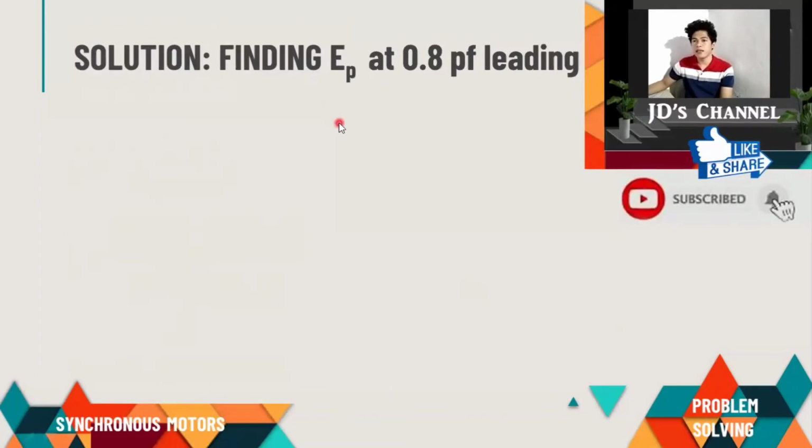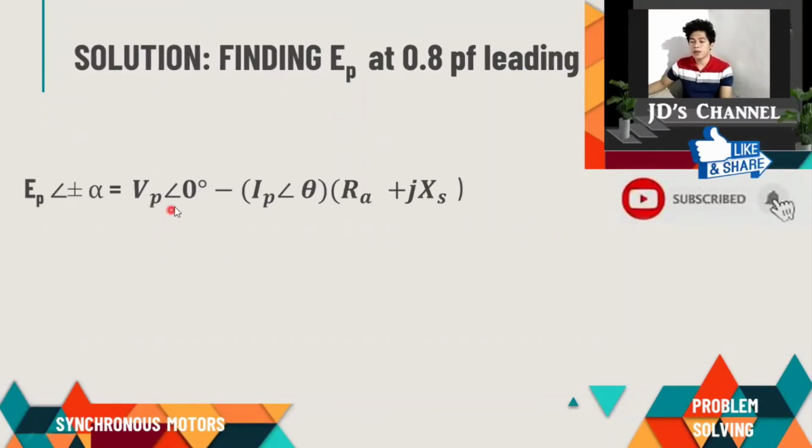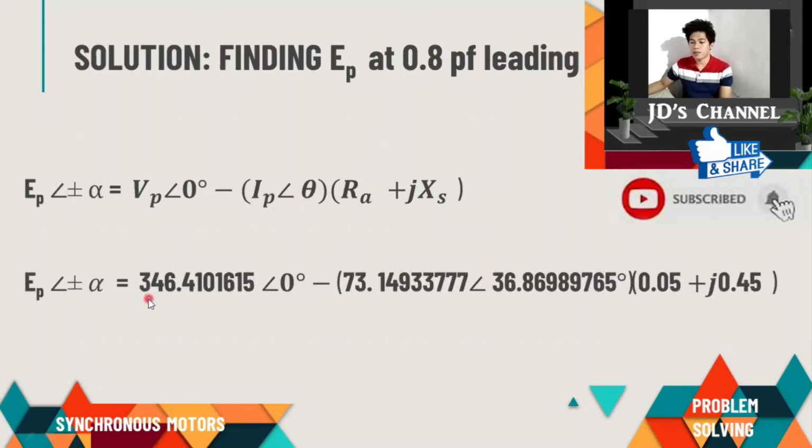So, the next one is to substitute the values we got into the back EMF per phase, at 0.8 power factor leading. This is our formula, class. Since it is leading, we have a positive theta. Substitute the value of V phase and I phase, and then the theta or angle we got. Then our given 0.05 armature resistance, and the synchronous reactance, that is 0.45 ohms.